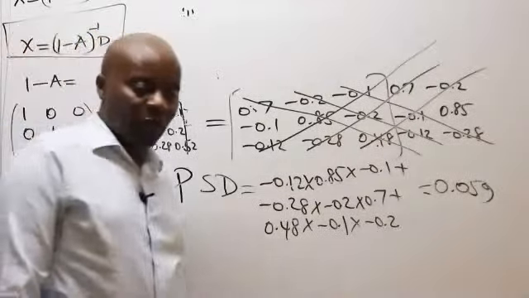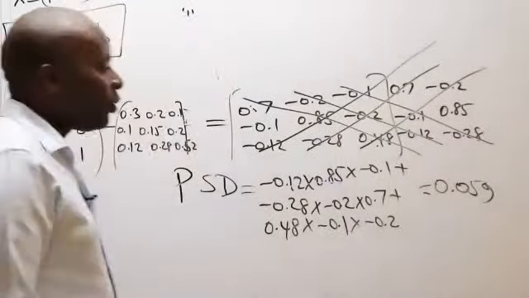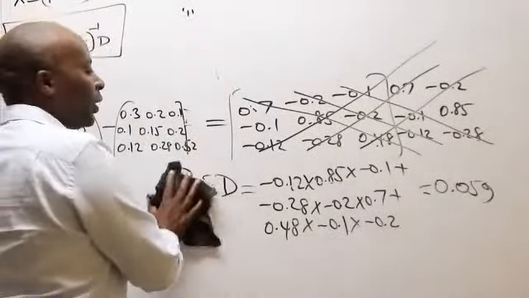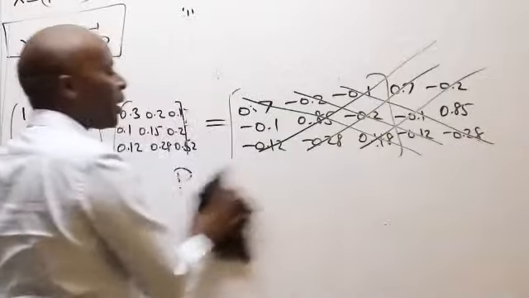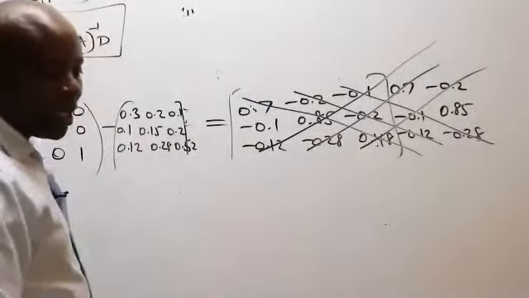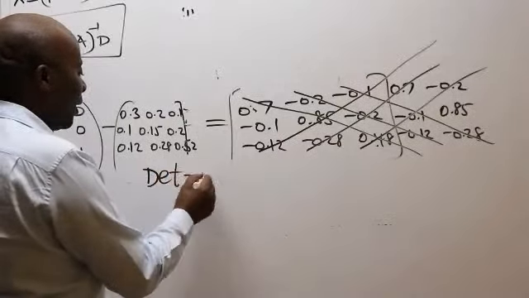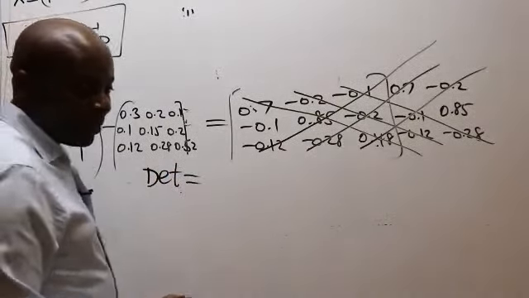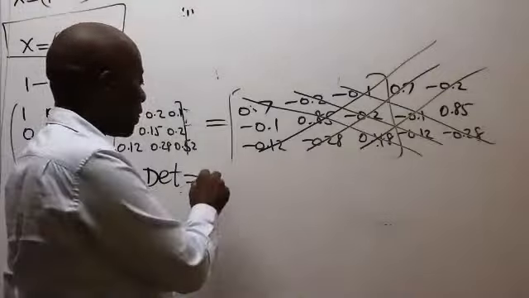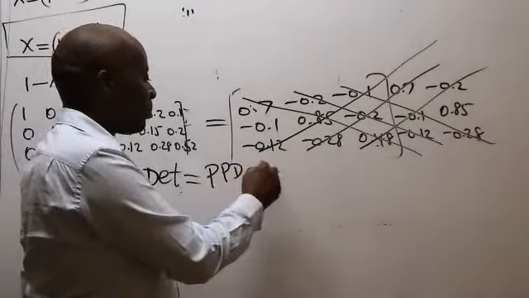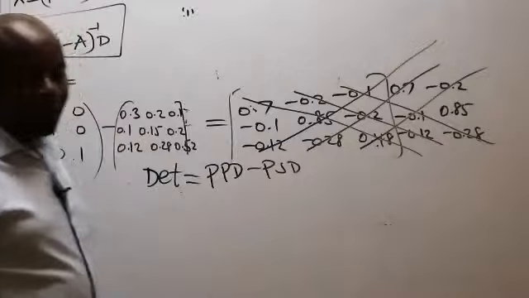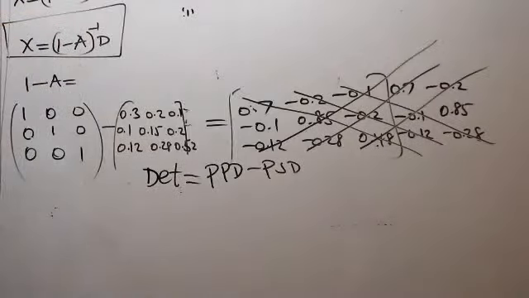So 0.059 is correct. Thank you very much, ladies and gentlemen. Having gotten that, please let it not get lost on you that at the end of the day, what they wanted us to give them is the determinant. And for us to get the determinant, we normally take PPD minus PSD.